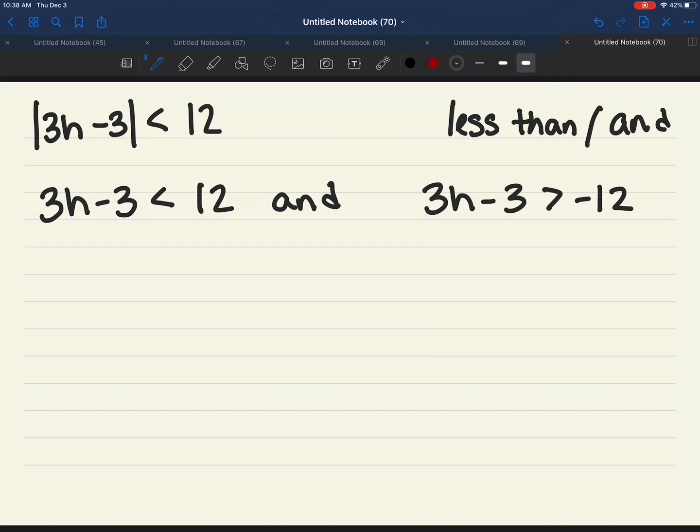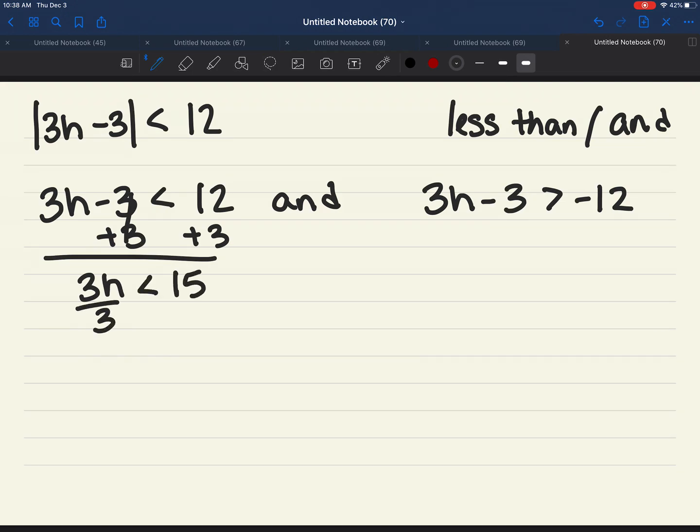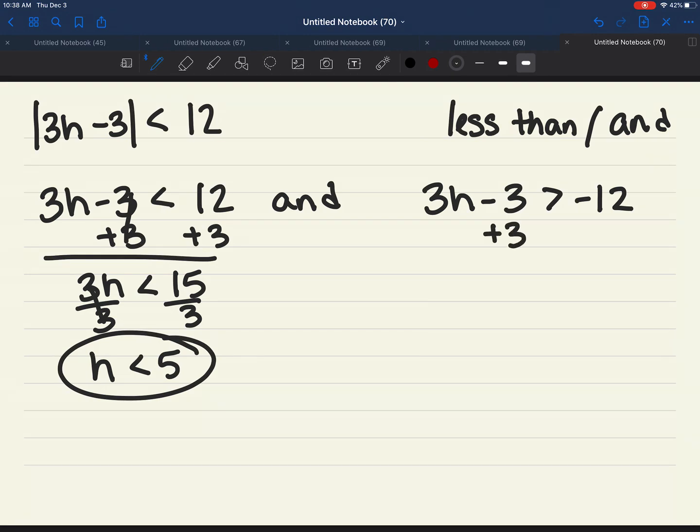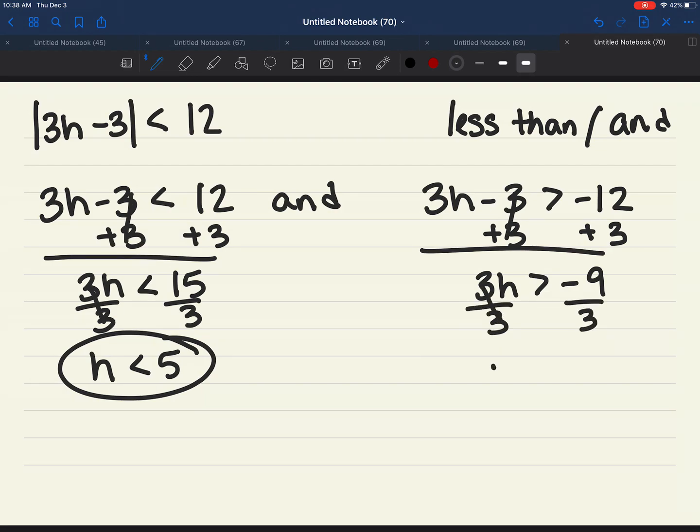Sai, will you solve the one on the left? Plus 3. Okay, so you would get 3h is less than what? 15, and then divide by 3, and then get h is less than 5. Okay, Gunnar, what about the one on the right? Plus 3. Okay, so when you add 3 to negative 12, what would that give you? Negative 9. So 3h is greater than negative 9. And then divide by 3 to get negative 3. Should I switch that inequality? No. Why? Because you're dividing by a positive and not a negative. Good.